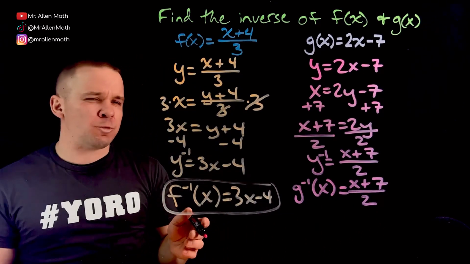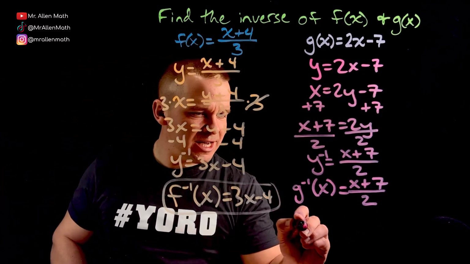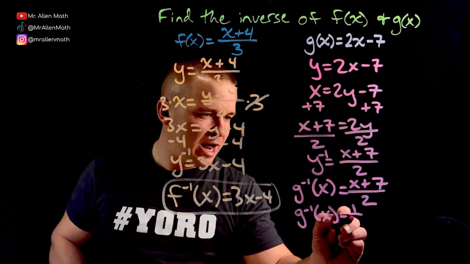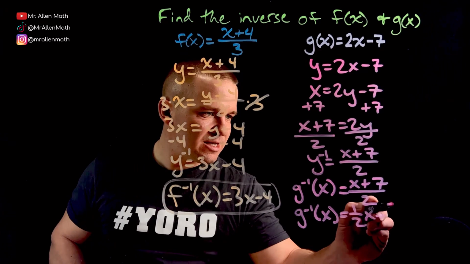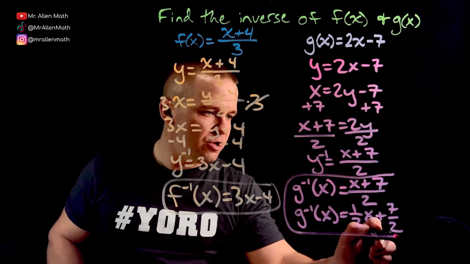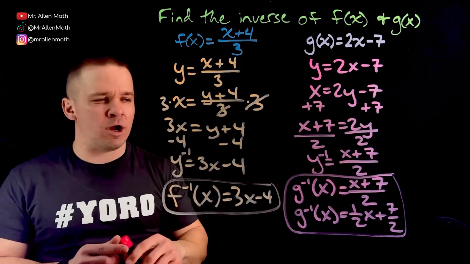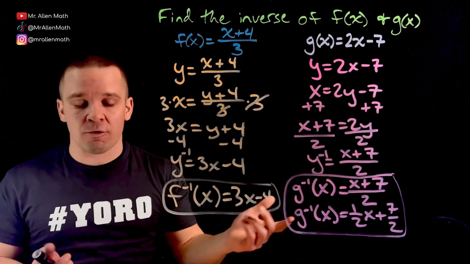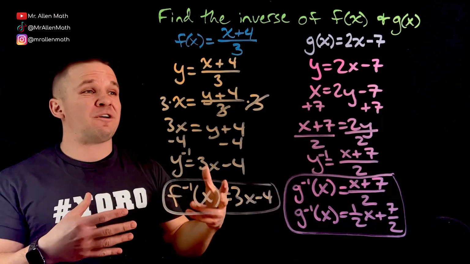You may also see this one written a little bit differently. You may see still the inverse notation, but instead breaking it up into 1/2 x plus 7 over 2. Either one of these is acceptable. You are not wrong if you write it one way or another, but you may see a multiple choice question written in this way or the other way, so you need to be able to identify either one.